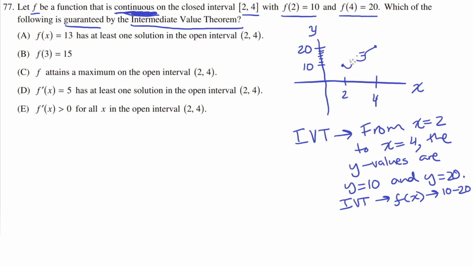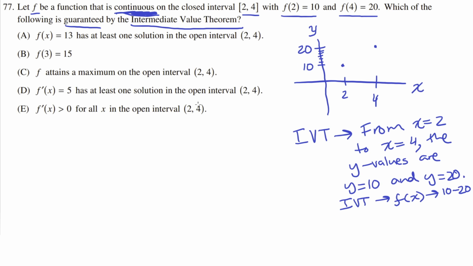Here I've drawn a random curve between 2 and 4. We could have easily just made it a straight continuous line, and we see that every y value would still be located on the curve between 10 and 20. Or we could have made it an exponential function like this, or even a parabola like this. Any kind of continuous graph that goes from a y value of 10 to a y value of 20 will have to also go through every single y value in between. So that's what the intermediate value theorem guarantees.